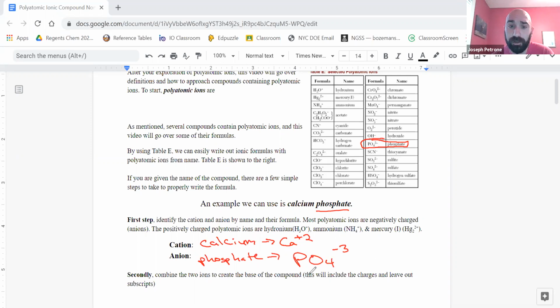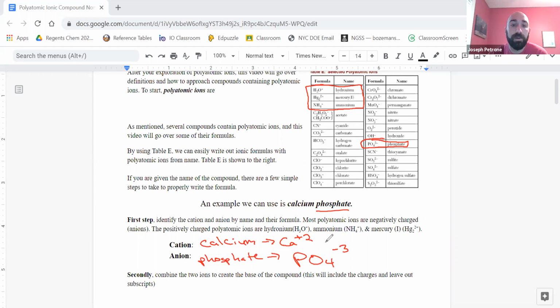There are some positively charged ones, some cations, so be on the lookout for those. They're not all negatively charged, and they're actually in this top left area here. These are all of the positively charged ones. We have hydronium, mercury 1, and ammonium. Ammonium is the one that is most commonly seen, so just keep an eye out for these as well.